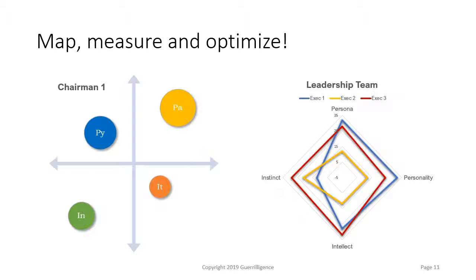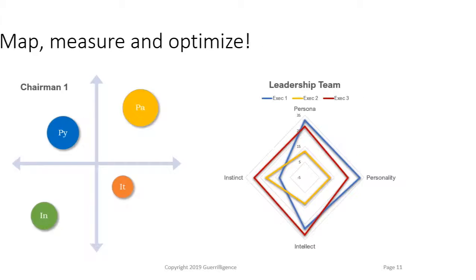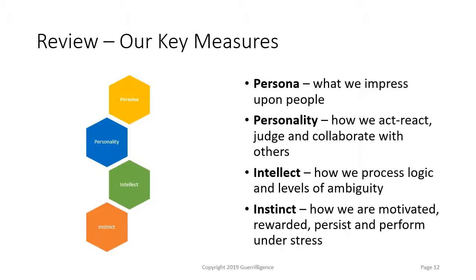It might be good to step through this and doing so kind of get a review of what we've been talking about. So in the four vectors, again, we have persona, or what we impress upon people. Personality, kind of the action, reaction, judging, collaborating. Intellect, or our intelligence, absolutely, but also how we process logic and deal with ambiguity. Instinct, then, is the final vector. How we're motivated, how we persist, how we perform under pressure and stress. So those are the four in short.